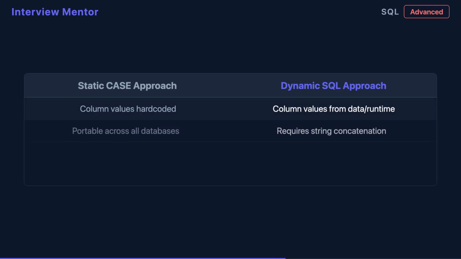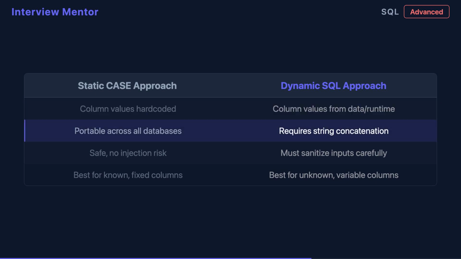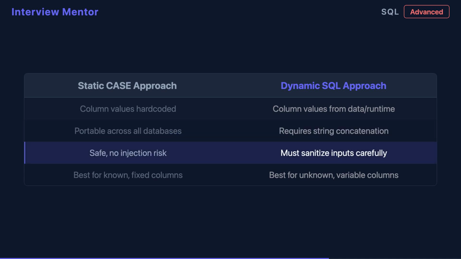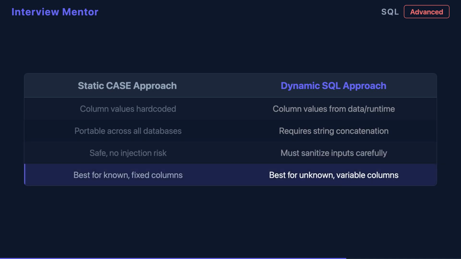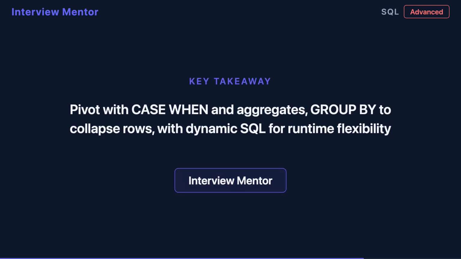The limitation is that column values must be hard-coded. You can't dynamically pivot unknown values without dynamic SQL or application layer code that generates the query at runtime. For truly variable columns, you'd build the SQL string programmatically, but for most use cases, the static case approach is simpler and safer. Remember, pivot rows into columns with case when inside aggregates, group by to collapse, and consider dynamic SQL only when column values are truly unknown.